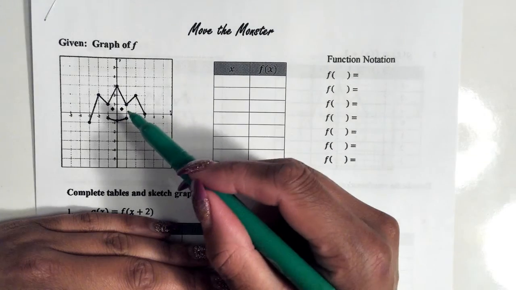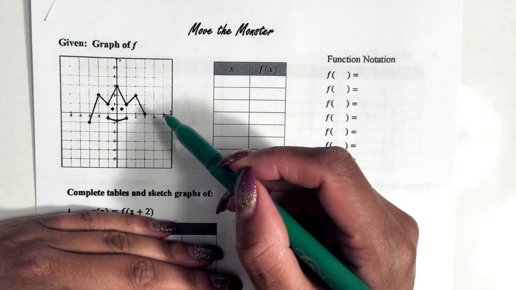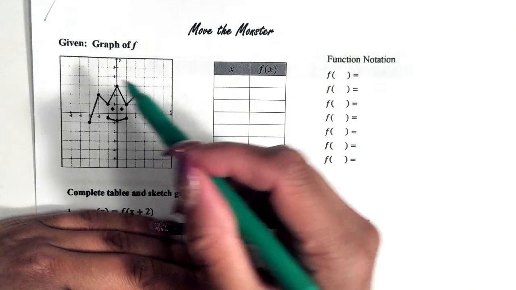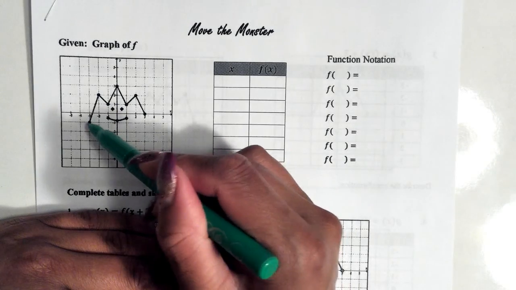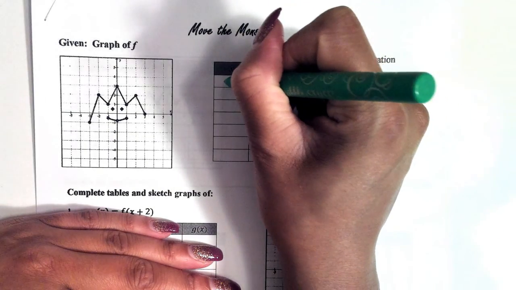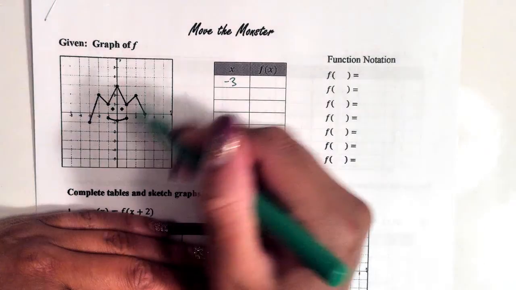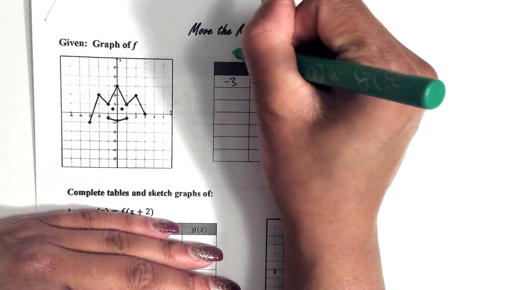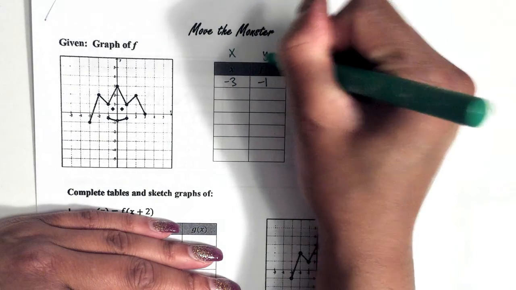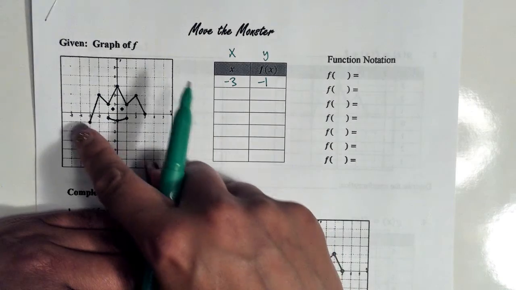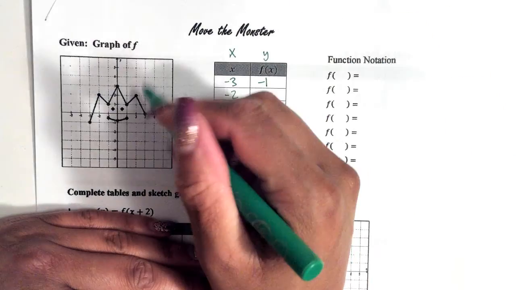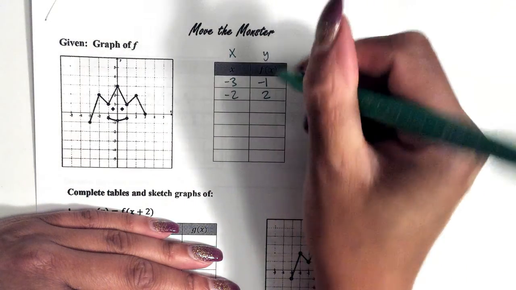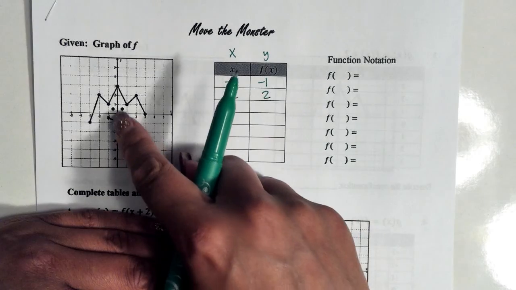What we're doing with this monster is plotting every single point that's on the monster. Let's start with our first point. When x is -3, our y is -1, and so on and so forth. Remember, another name for f of x is y. We're doing it for each point. So our next one is -2 and 2. Then we do the same thing in the middle.